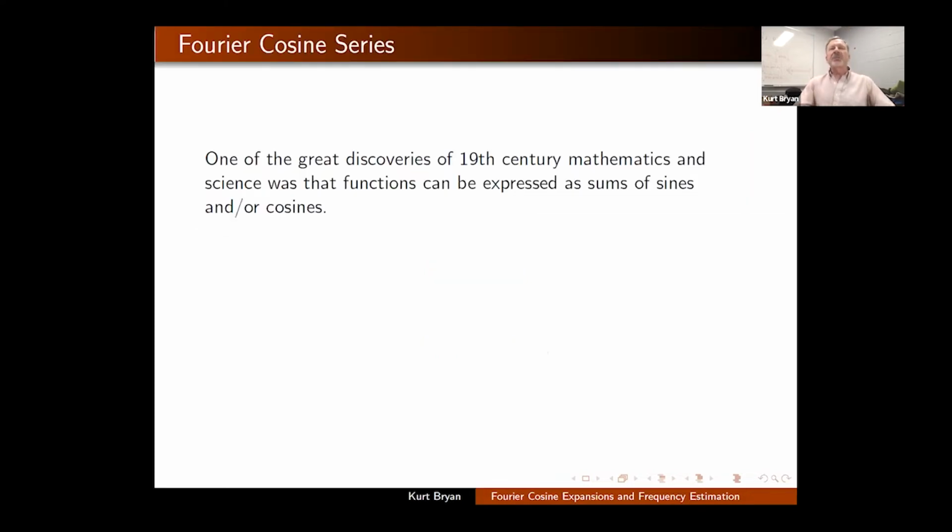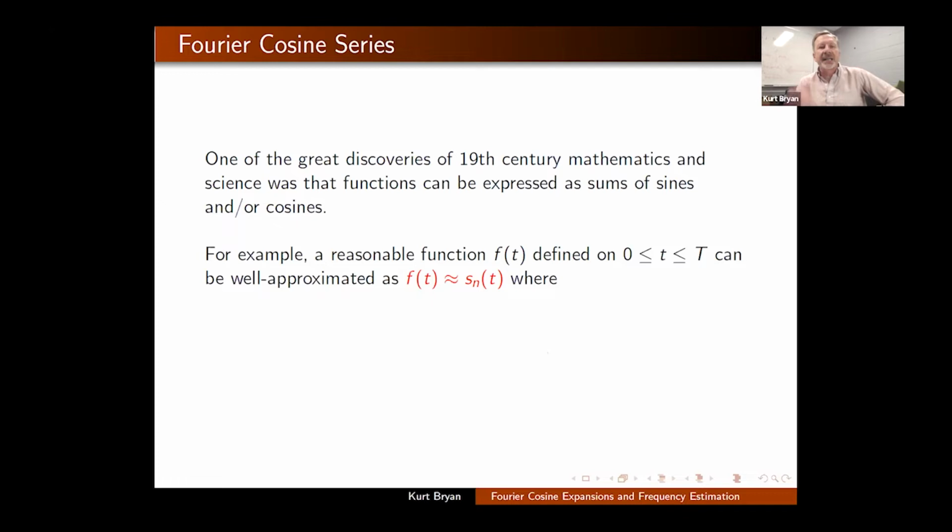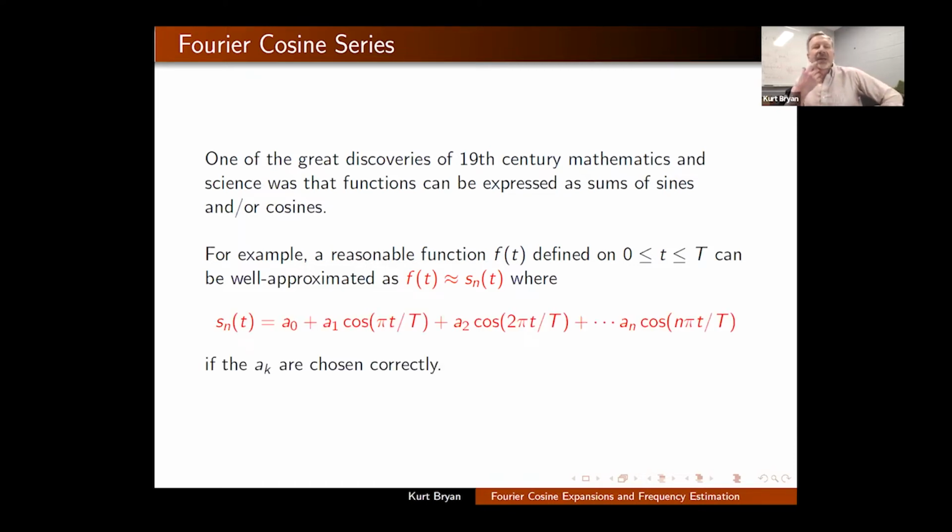So at this point, when I do this, here's what the students know. They know that one of the great discoveries of 19th century mathematics was that you can decompose functions and express them as sums of sines and cosines. And any reasonable function defined on an interval, I'm thinking of f of t as a function of time, a function defined on an interval from 0 to capital T, can be well approximated as a finite sum involving cosines, like you see there, if you choose those coefficients, A0, A1, et cetera, correctly.